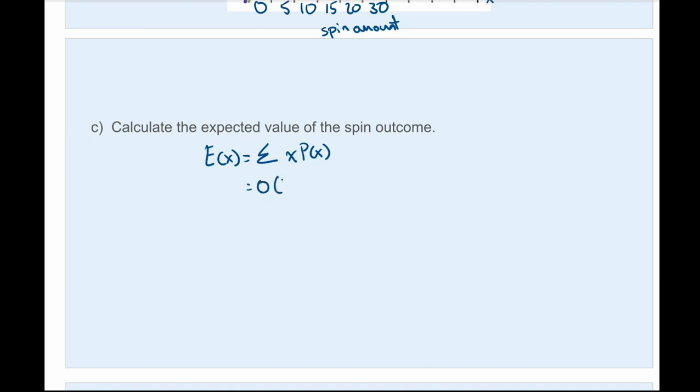So 0 times the probability of occurring 1 out of 6, plus, for the next outcome, 5 times 1 out of 6, plus the next one, 10 times 1 out of 6, plus 15 times 1 out of 6, plus 20 times 1 out of 6, plus 30 times 1 out of 6.